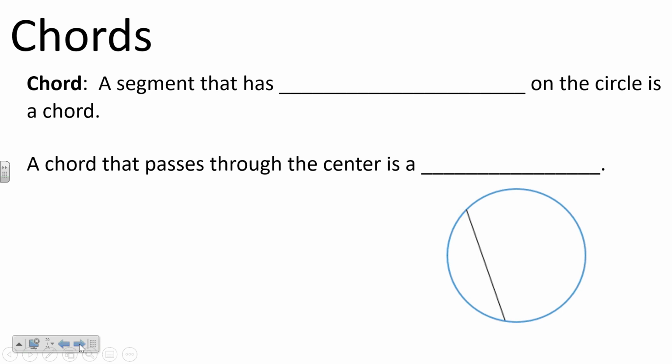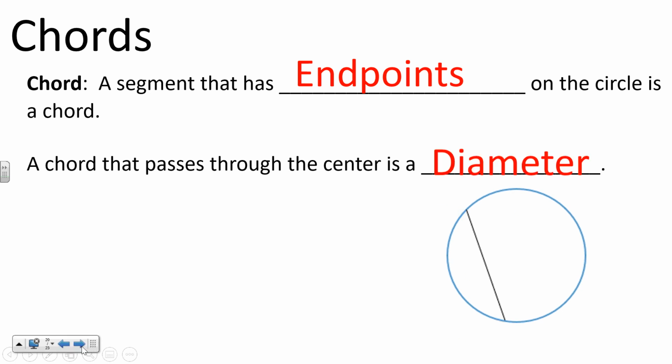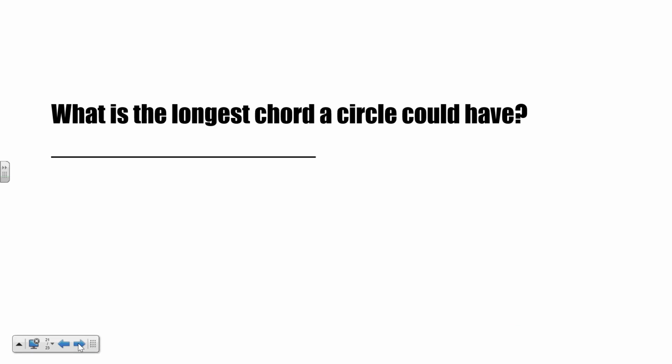Last but not least, really quickly, we have a couple more vocab words. A chord is a segment that has endpoints on the circle. Oh, so it is a chord over there. I couldn't see it on my screen. A chord that passes through the center is a diameter. So again, this is a chord. The endpoints are on the circle. If you have a radius, it is not a chord because this endpoint is not on the circle. So again, if a chord goes through the center, it is the diameter. The longest chord a circle could have is that diameter.